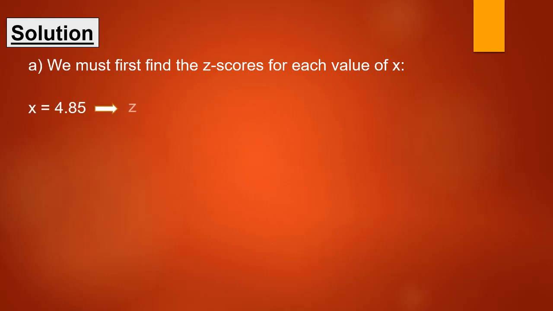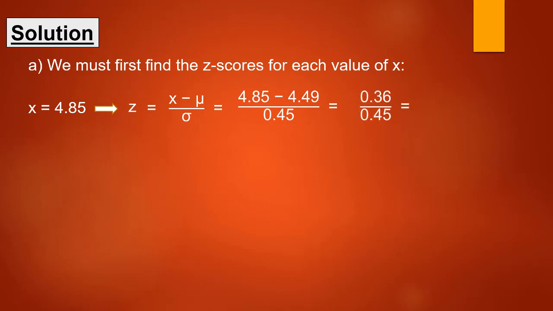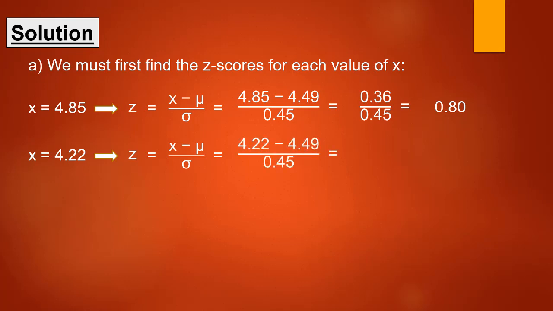We're going to use the z-score formula, z equals x minus mu over sigma. The x is 4.85, the mu was 4.49, and the sigma was 45 cents. So 4.85 minus 4.49 is 36 cents over 45 cents, which is 0.80. So that's my first z-score. We also need a z-score for the $4.22. So same z-score formula, but now it's 4.22 minus 4.49 over 0.45, which is going to be negative 0.27 over 0.45, which is negative 0.60.